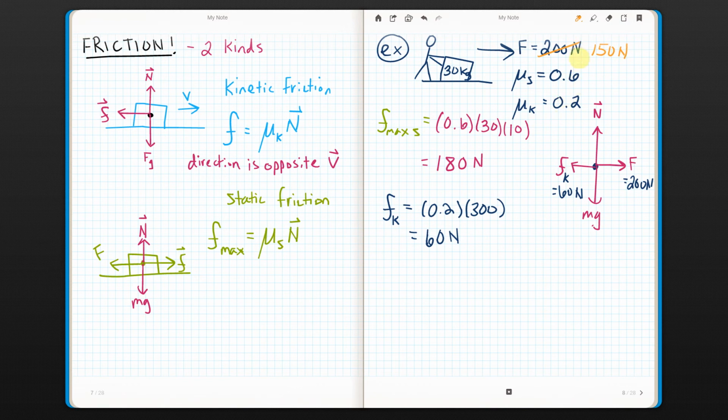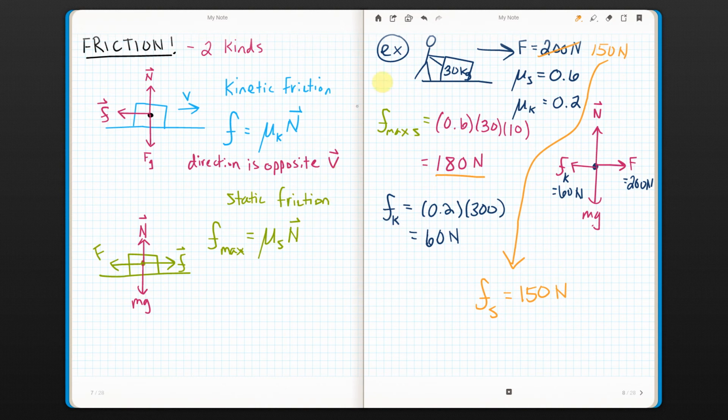What would be the static friction? Well, the max I can have is 180. That's the max. In reality, the static friction will be whatever it needs to be to cancel this out up to 180. So in this case, the static friction is 150 newtons. It can go up to 180, but it will only go up to 180 if you push up to 180.